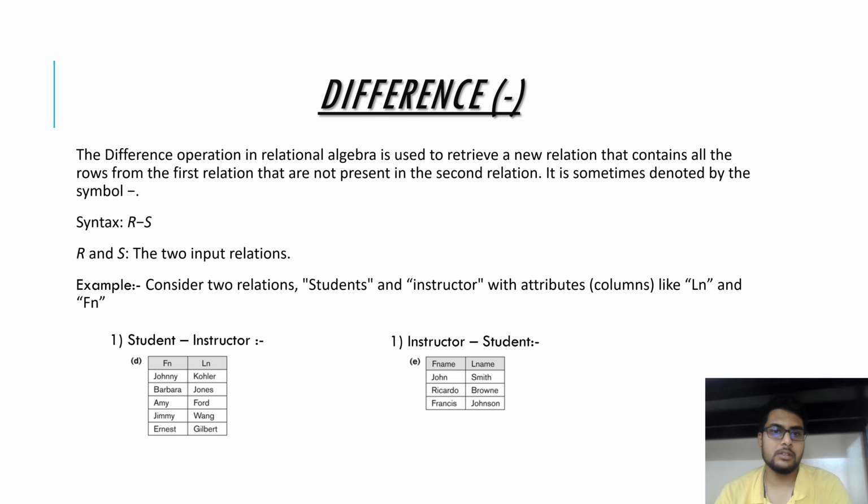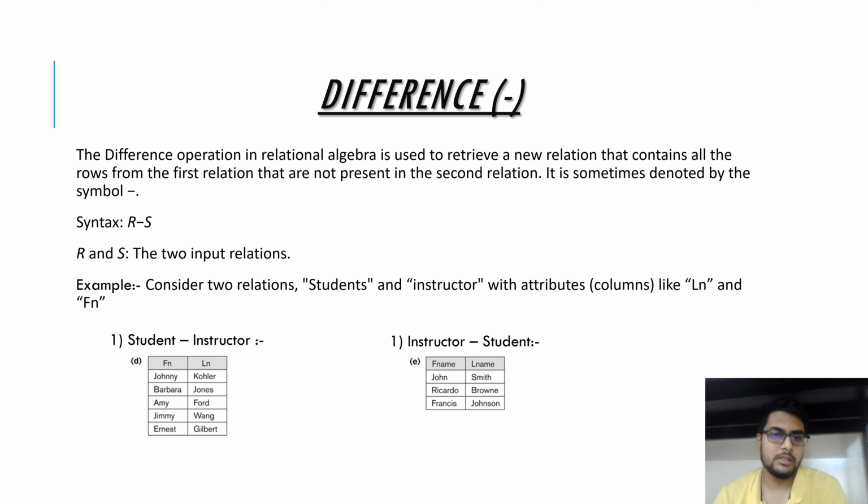Difference. The difference operation in relational algebra is used to retrieve a new relation that contains all the rows from the first relation that are not present in the second relation. It is sometimes denoted by the symbol minus. Syntax: R minus S. R and S are the two input relations.